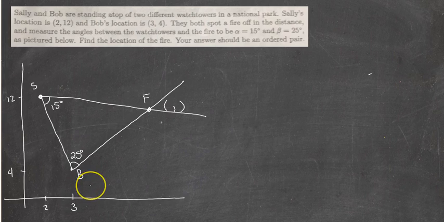So let's put everything I know. Well, I know that if I have a triangle with an angle 25 and 15, that these total 40, so this angle has to be 140, 180 take away 40. Then I also can find the distance between Sally and Bob by using the distance formula. So remember, the distance formula is the square root of (x2 minus x1) squared plus (y2 minus y1) squared.